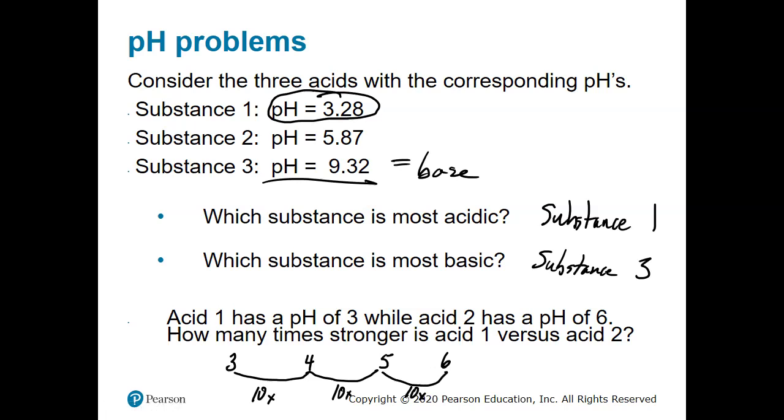You are right. It is a 10-fold increase per number. But the effect is not additive, it's multiplicative. So it's actually 1,000. So 10 times 10 times 10 would be 1,000 times stronger.